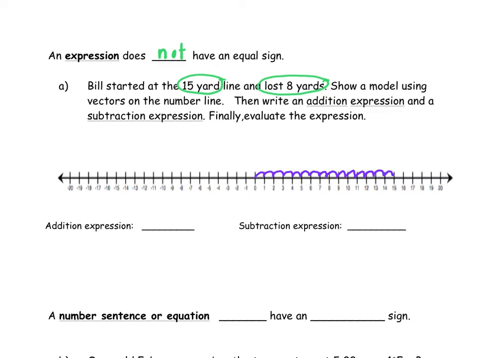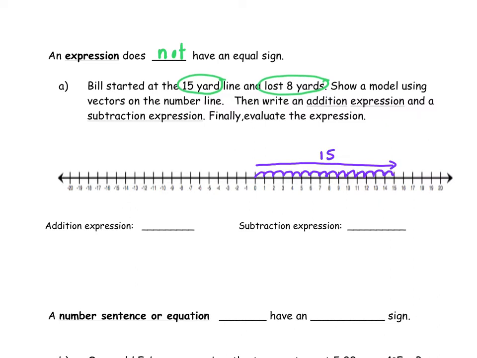So the first number is always the easiest because we go to that spot. Now it did ask us to model with a vector, so that means I need a line with an arrow. That's what a vector is. And it's moving to the right because the number is positive. So I'm going to write, this is a model of positive 15.